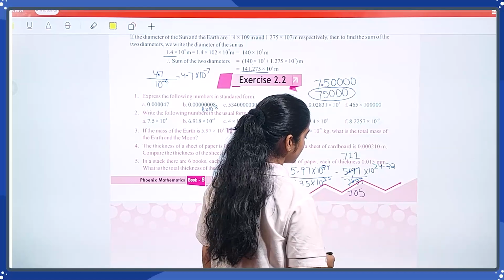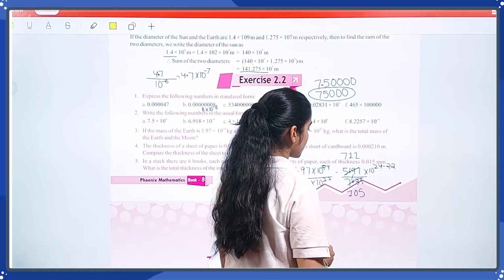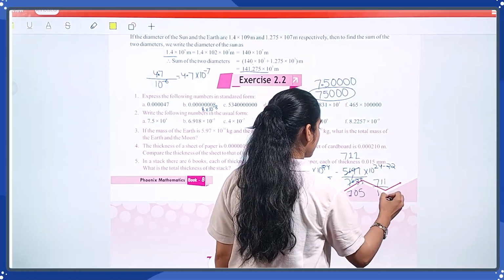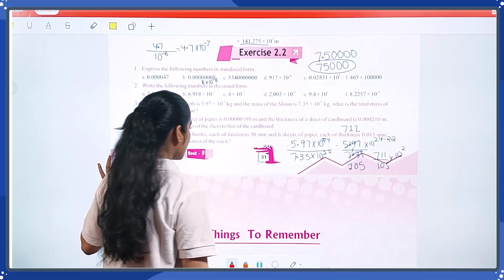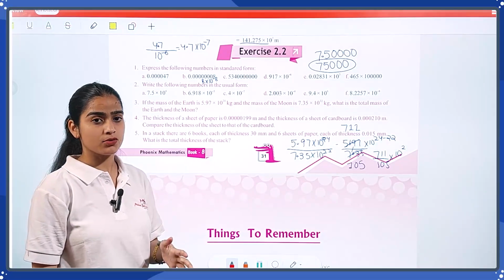So now you convert it further. 39 and 621 not possible. 711 105 multiplied by 10 raised to the power 2 is your final answer. So in the same way you have to solve the rest of the questions. I already explained in the example part how you have to solve this question.